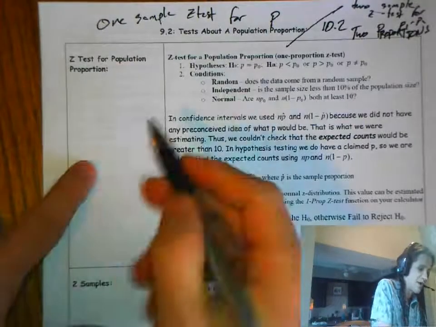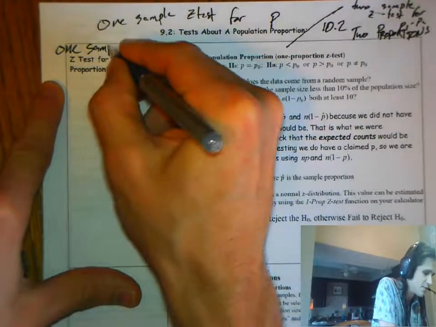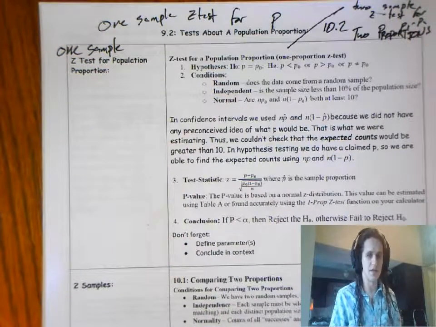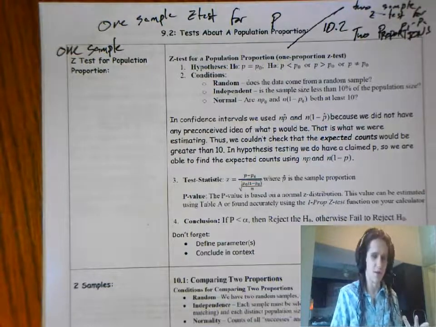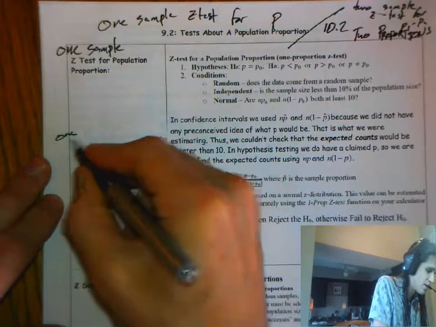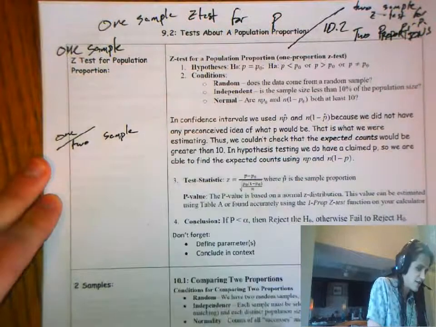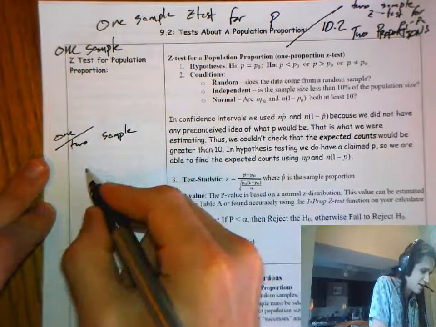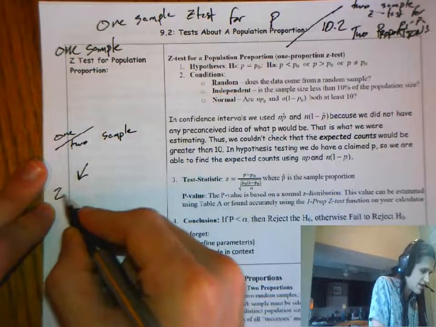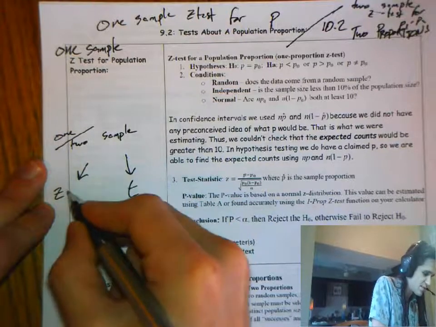The z-test for population proportion, I'm going to add the word one-sample. I'm always going to name three things. How many samples are there? What's the underlying distribution of the test statistic? And what's the parameter of interest? So you're always going to name these things. It's either going to be one or two sample. Then you're going to say something about, is it a Z or is it a T? Well, if it's Z, it's probably proportions.